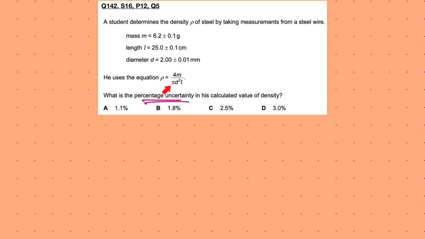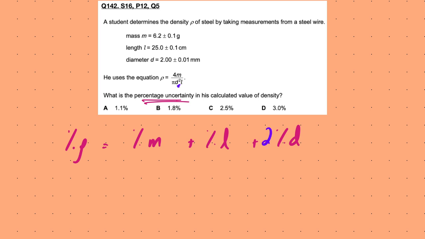4 is a constant, pi is a constant. So there's m, d square and L. And all of these are being multiplied, divided. So percentage uncertainty in rho is going to be percentage uncertainty in m plus percentage uncertainty in L plus percentage uncertainty in D. All of this so far is rule number 3. But because there's also a small square here, the percentage uncertainty in D is going to be multiplied by 2.